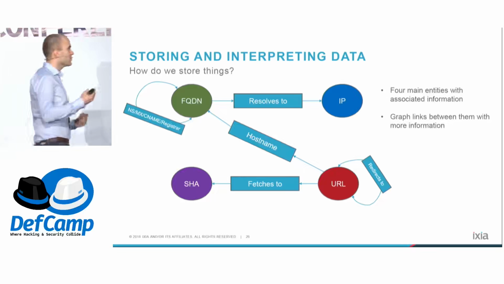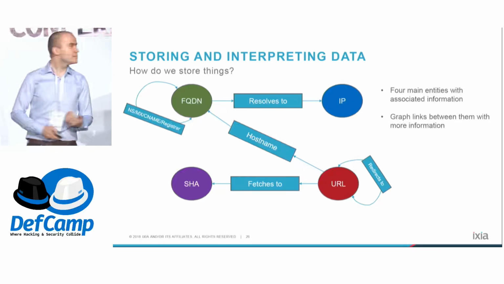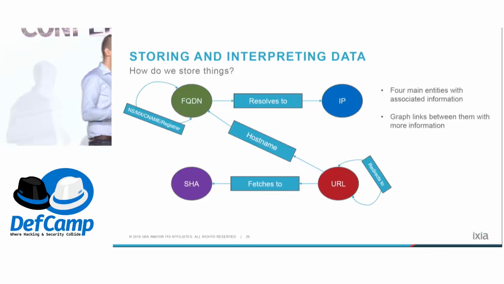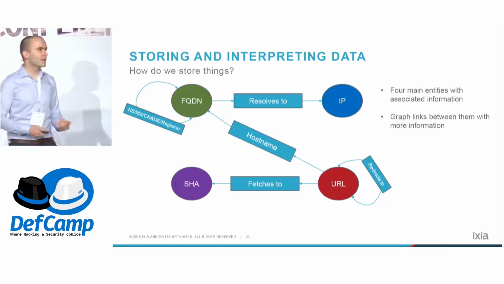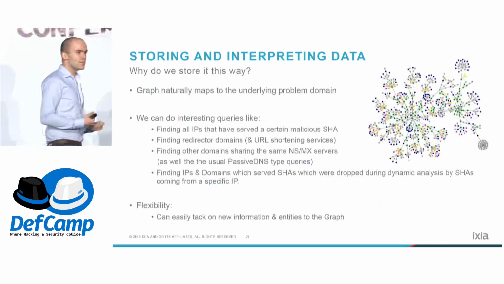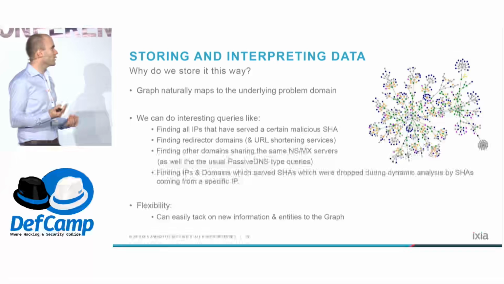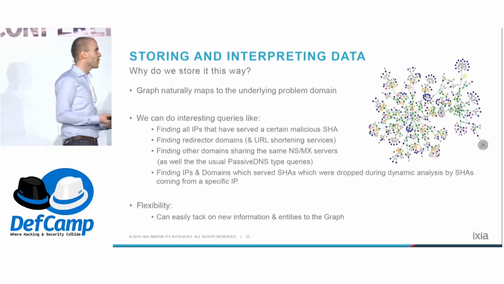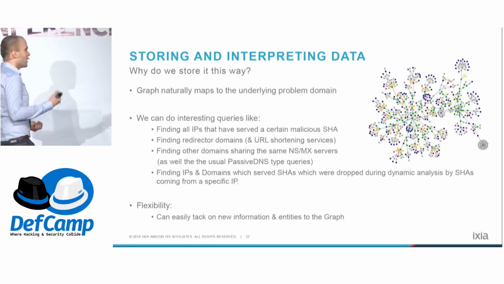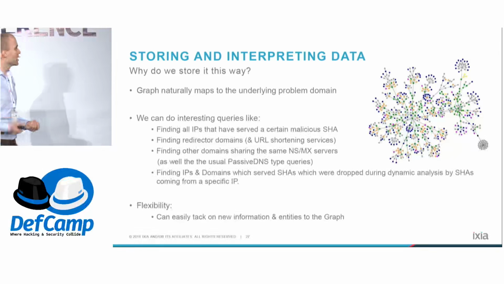Okay, so this is a basic overview of how our main data model looks in our system. And as you can see, it's pretty easy from a security researcher perspective to understand it. Right? Okay, so why choose this particular way of storing it in a graph? For one thing, the graph maps naturally to any problem domain, which of course is the internet. So if what we're trying to achieve is a graph, why not model it as a graph?